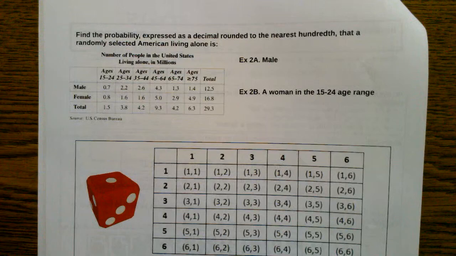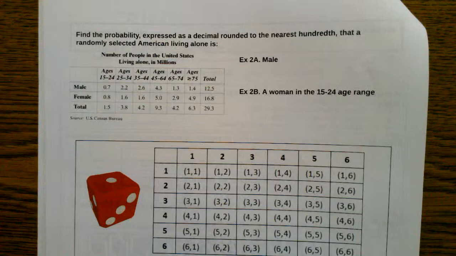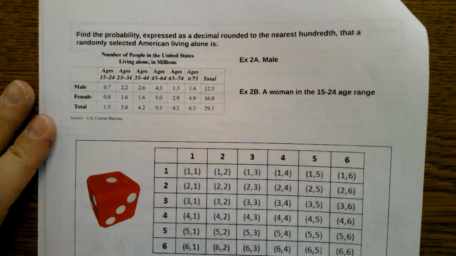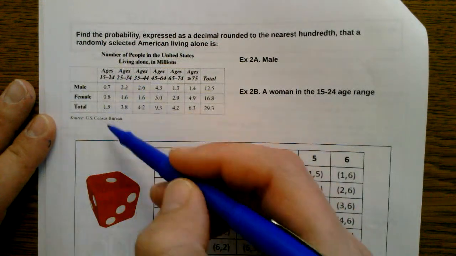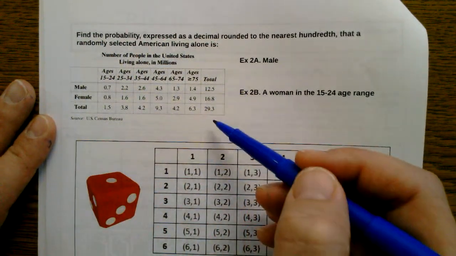From time to time, you might run into a table that gives you some good information and different probabilities that they're going to ask you about. It says here, find the probability expressed as a decimal rounded to the nearest hundredth. So hundredths, that's 2 decimal places, that a randomly selected American living alone is. Here we go. We have male and female, we have their ages listed, and then the totals here.